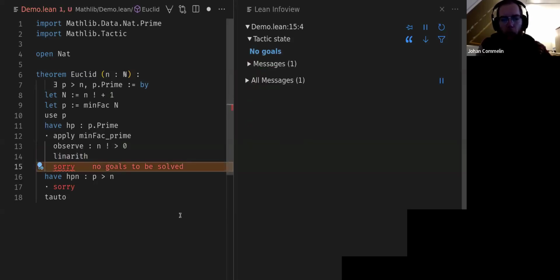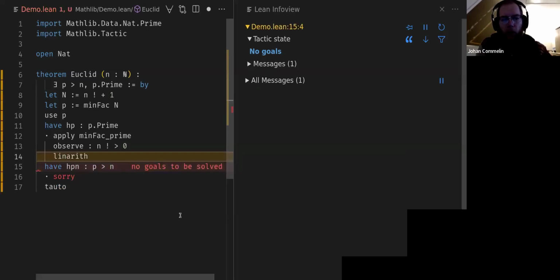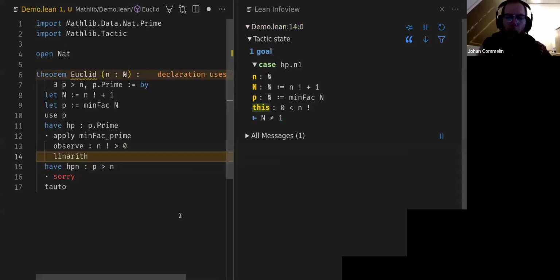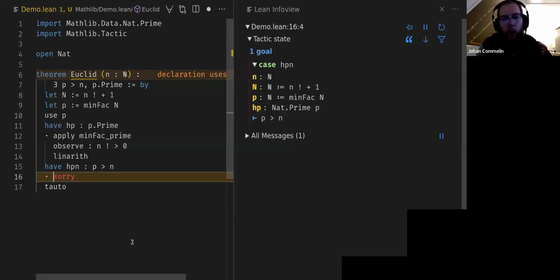So then we don't have to bother with the simple manipulations of, well, add 1 on both sides, then you still have an inequality, and then you can use that to show that n is not equal to 1. Good. So that finished the subclaim that P is prime. And now we have the other subclaim that P is greater than n.